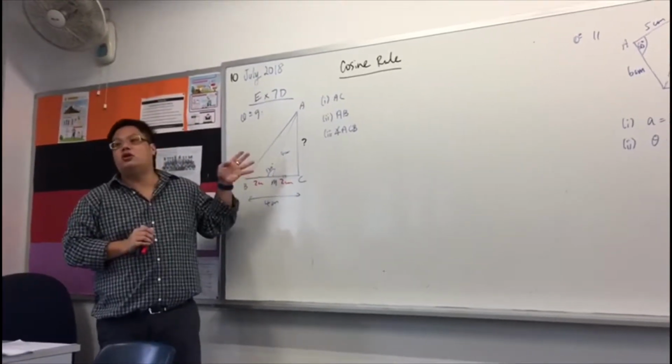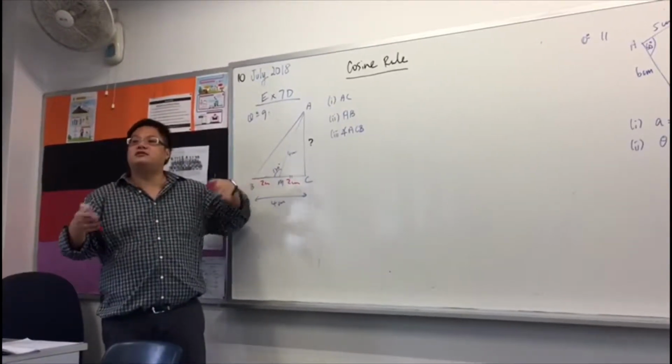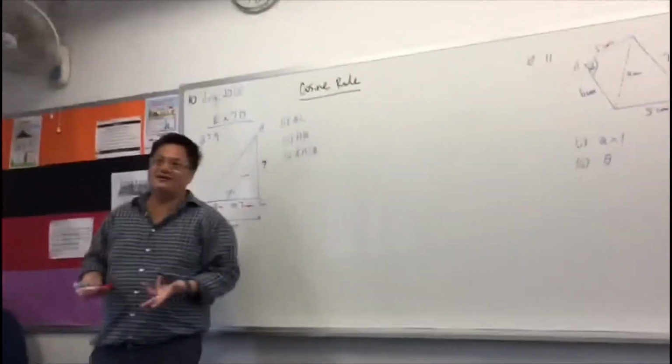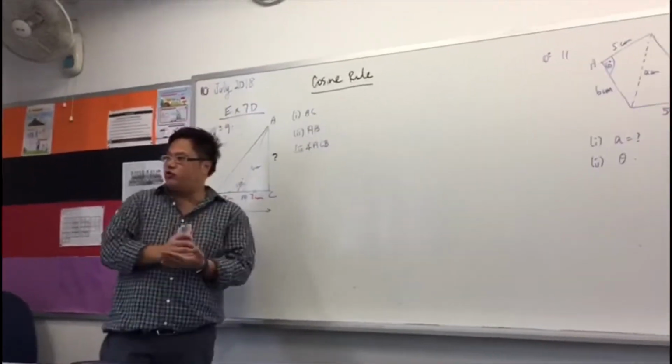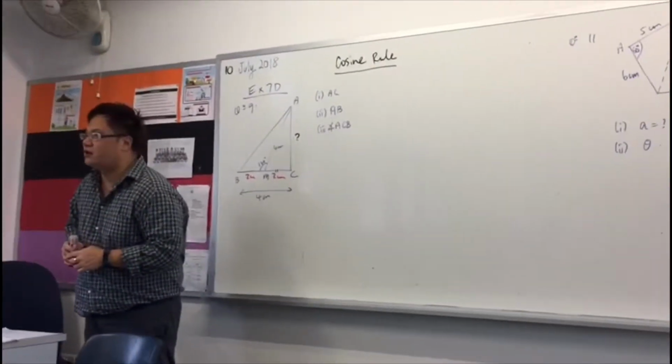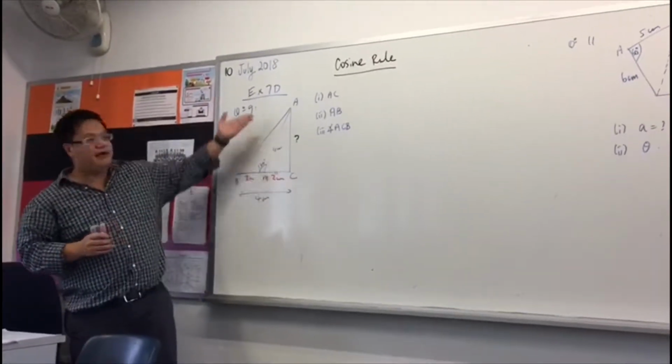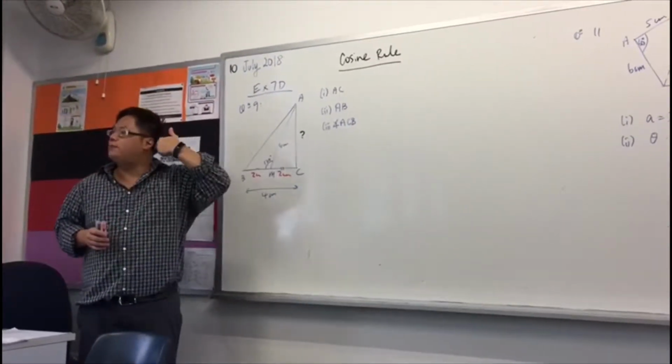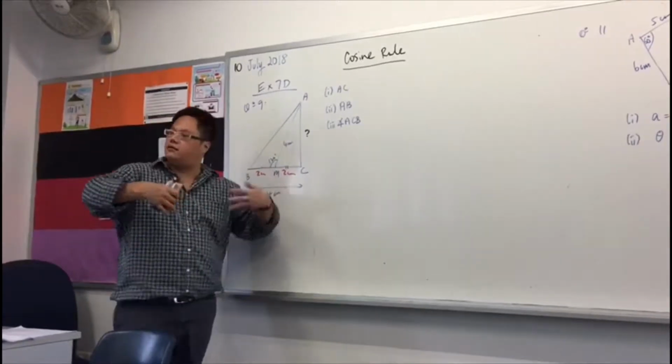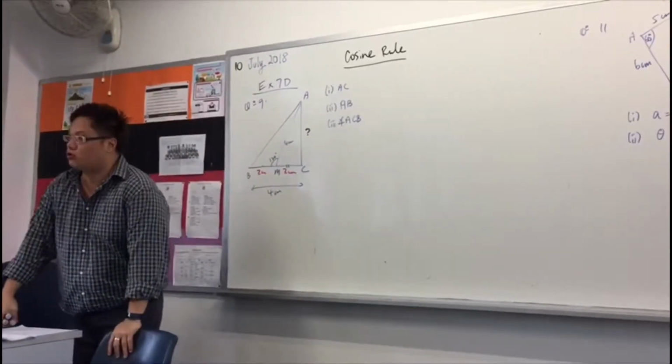Can you use trigo ratio? No. Why not? Because it's not a right angle triangle. You can use Pythagoras theorem and trigo ratio only if it's a right angle triangle. Do you see any right angle triangle here? No. So completely keep these two out of your mind. Don't think about that.